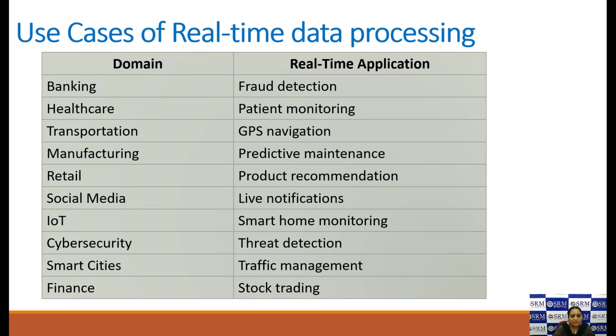Banking domain, the real-time application is fraud detection. Healthcare, it is patient monitoring. Transportation is GPS navigation. Manufacturing is predictive maintenance. Retail is product recommendation. Social media is live notification. IoT is smart home monitoring. Cybersecurity is threat detection. Smart cities is traffic management. Finance is stock trading.